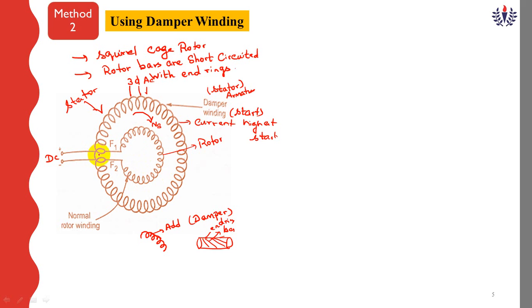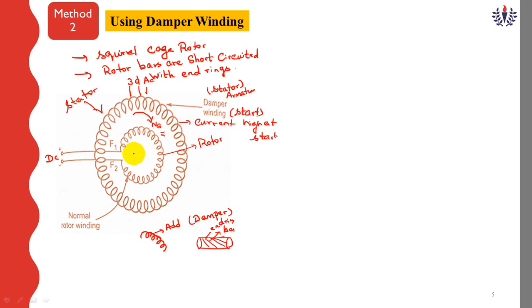Then we have to give DC supply to the field winding. Once you give the DC supply to this field winding, after a particular instant the motor gets pulled into synchronous speed, Ns of 1500 rpm. Then the machine rotates at synchronous speed.